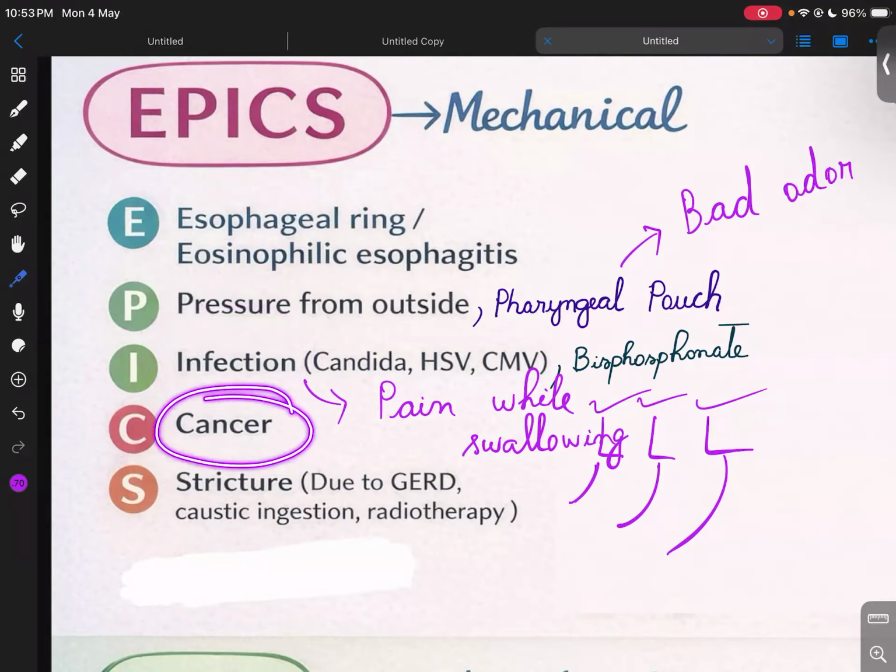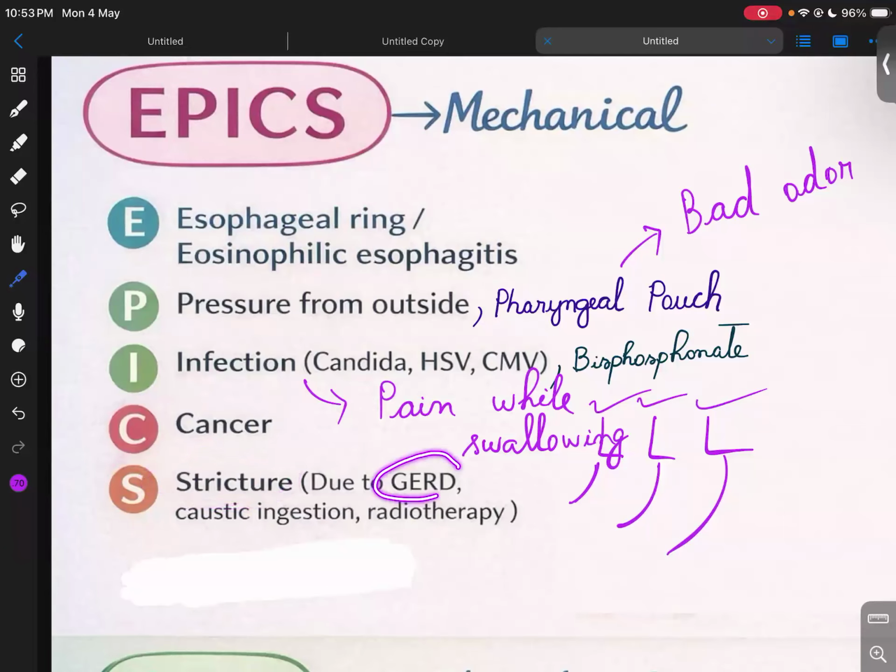Then C goes for cancer, that is esophageal cancer. We have already discussed. Can anyone mention it for me? How to rule out any cancer for any case? Any doctor? Weight loss, loss of appetite, lump and bump. Yes, same for this. Then come to the stricture.